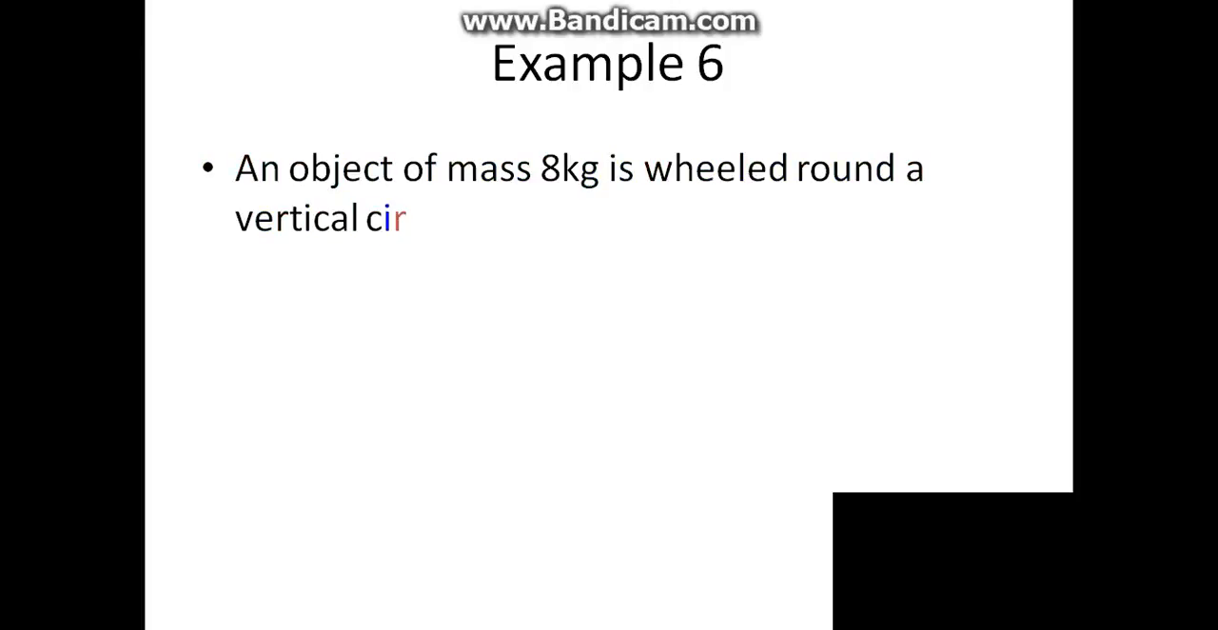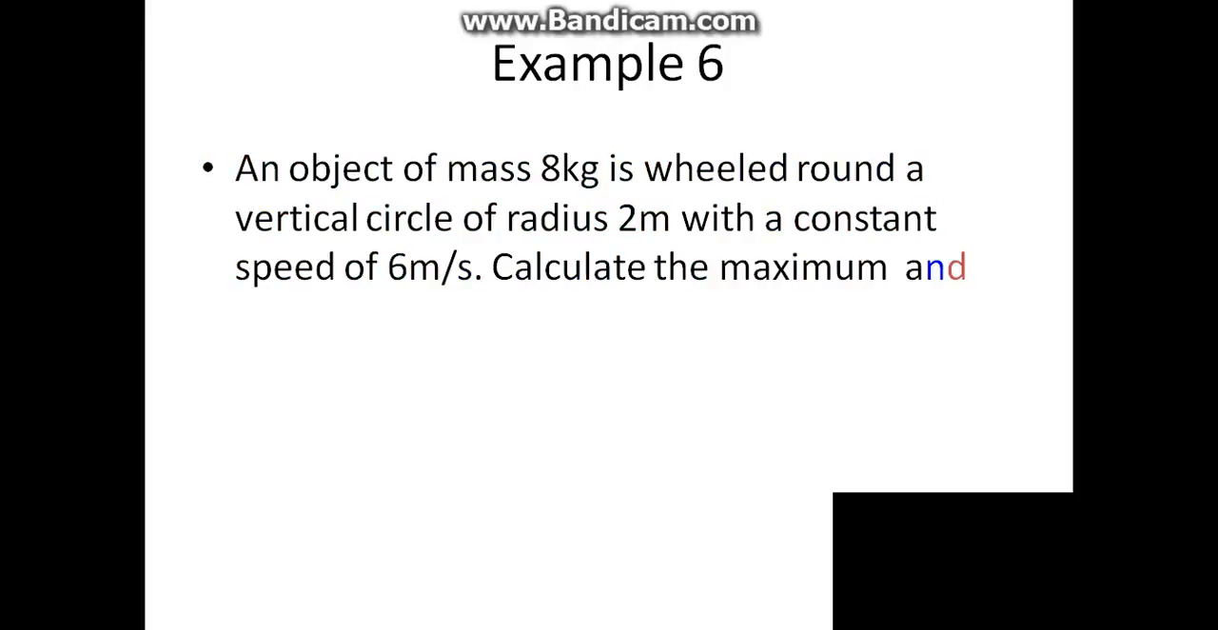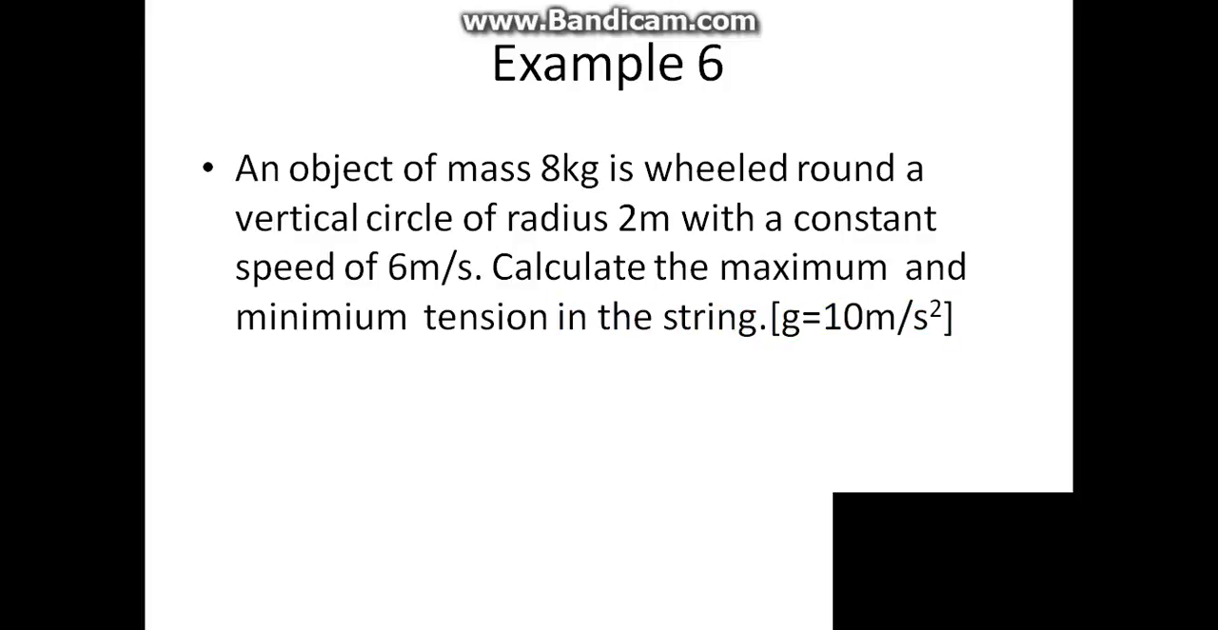Example 6. An object of mass 8 kg is swung round a vertical circle of radius 2 meters with a constant speed of 6 meters per second. Calculate the maximum and minimum tension in the string, given that acceleration due to gravity g is equal to 10 meters per second squared. When a body is swung in a circular path, the minimum tension will be acting at the top, while the maximum tension will be acting below the circle.